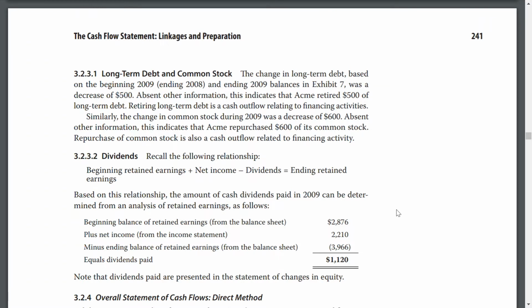Similarly, the change in common stock during 2009 was a decrease of $600, absent other information. This indicates that Acme repurchased $600 of its common stock. Repurchases of common stock are also a cash flow relating to financing activities.